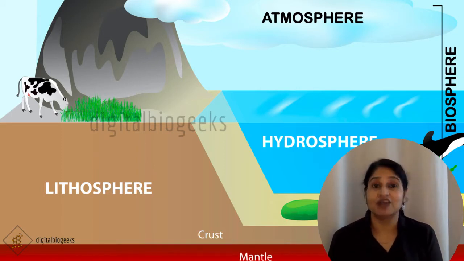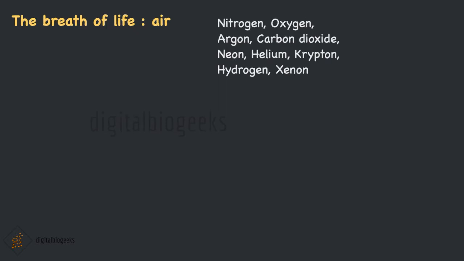In this chapter, we will learn in detail about the abiotic components of the biosphere and their role in sustaining life on Earth. Air is a mixture of many gases like nitrogen, oxygen, argon, carbon dioxide, neon, helium, krypton, hydrogen, xenon, as well as water vapor. Even the composition of air results in the life forms on Earth.